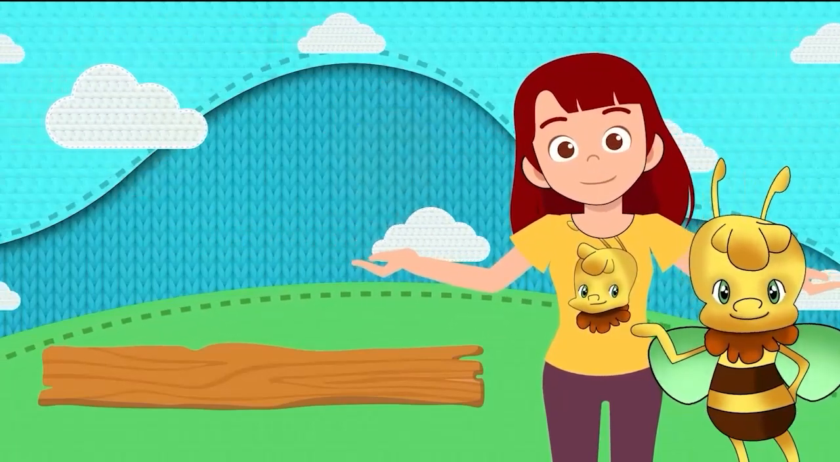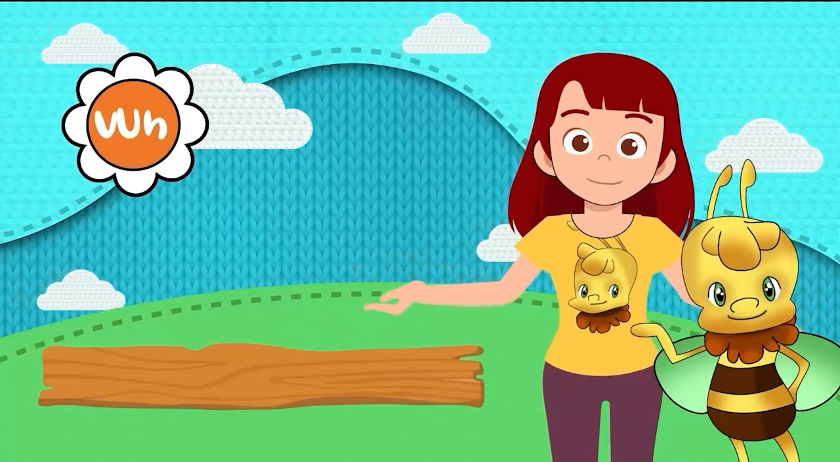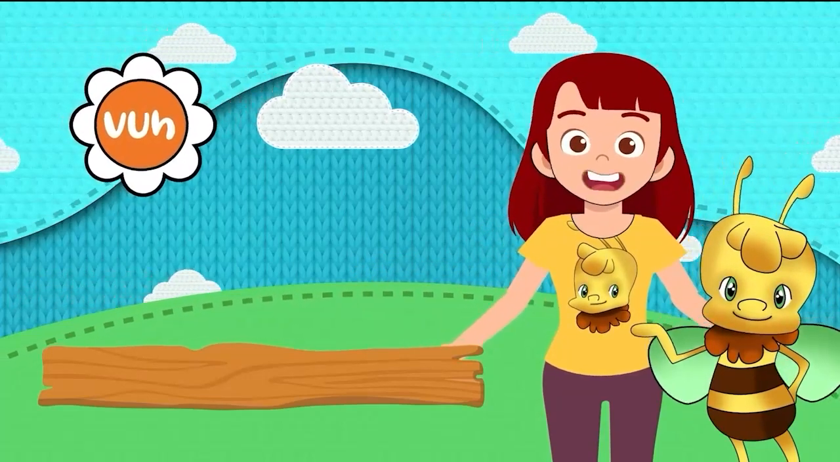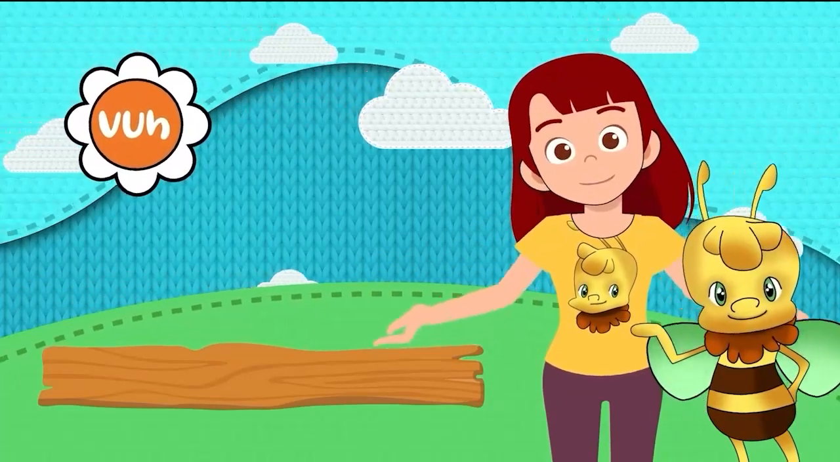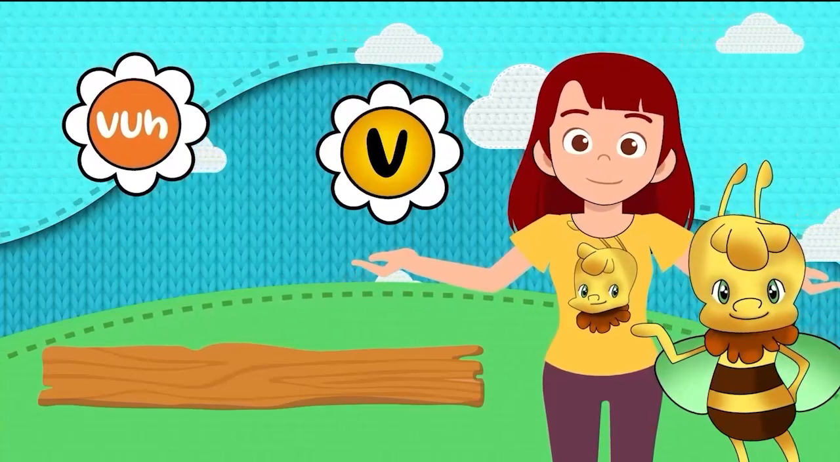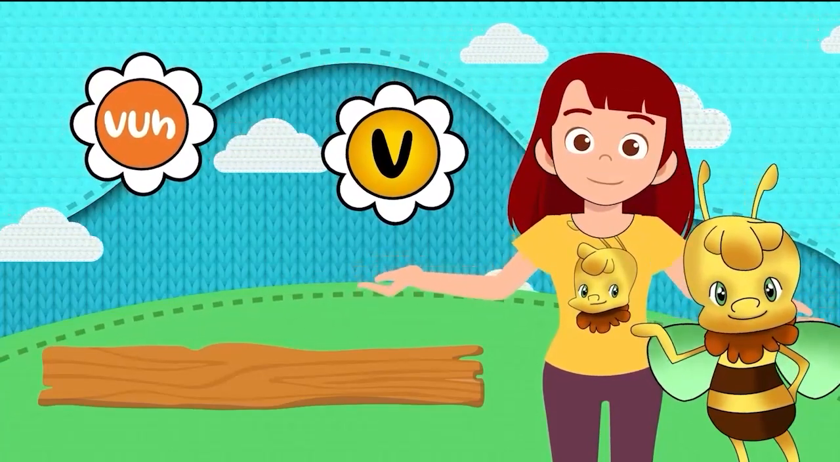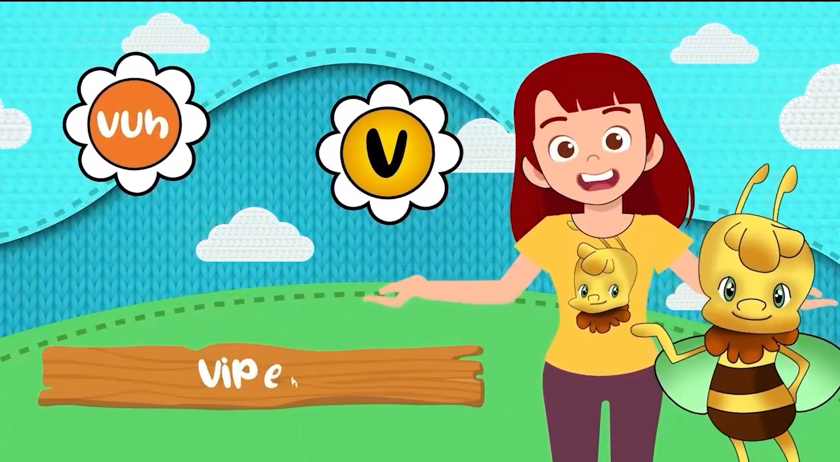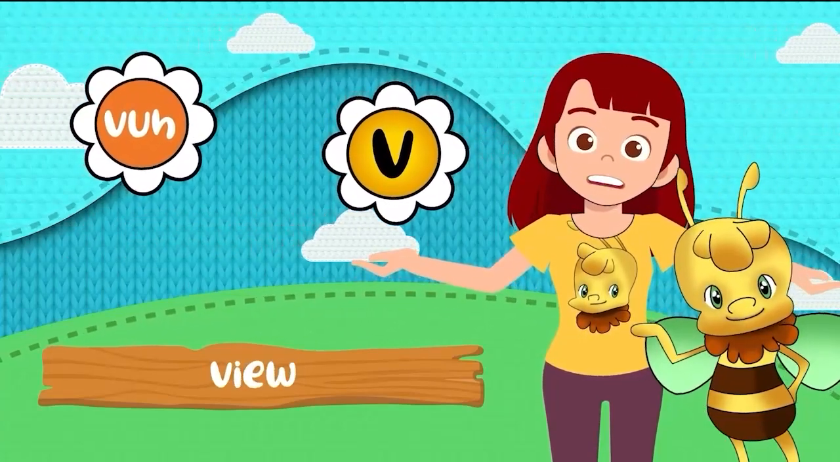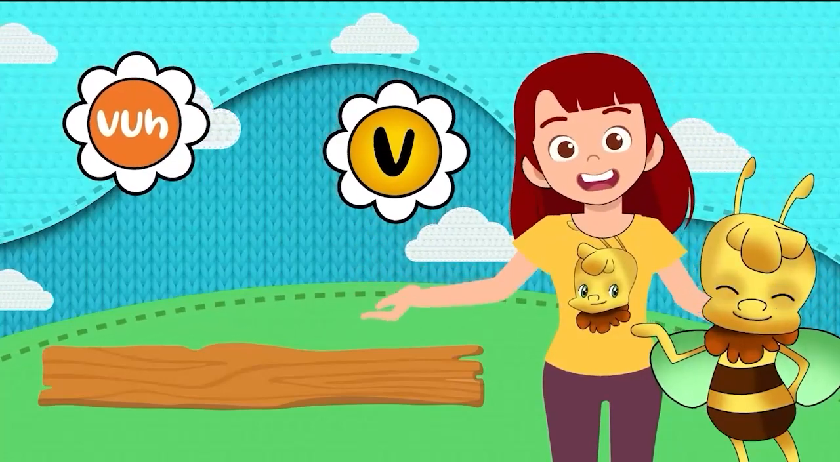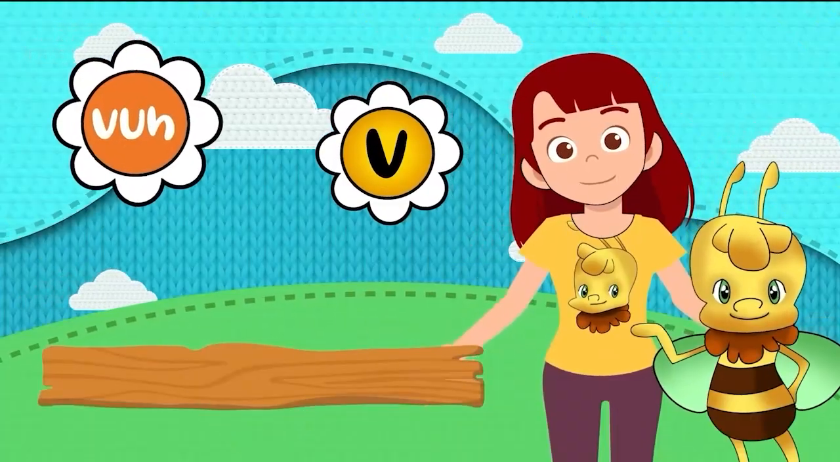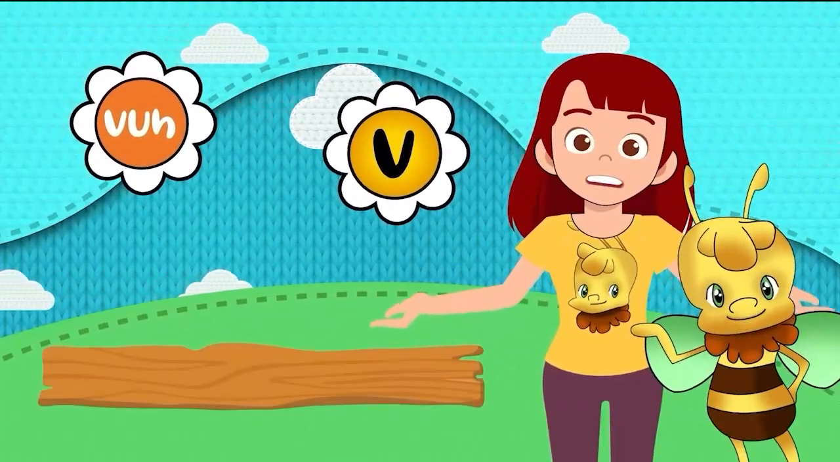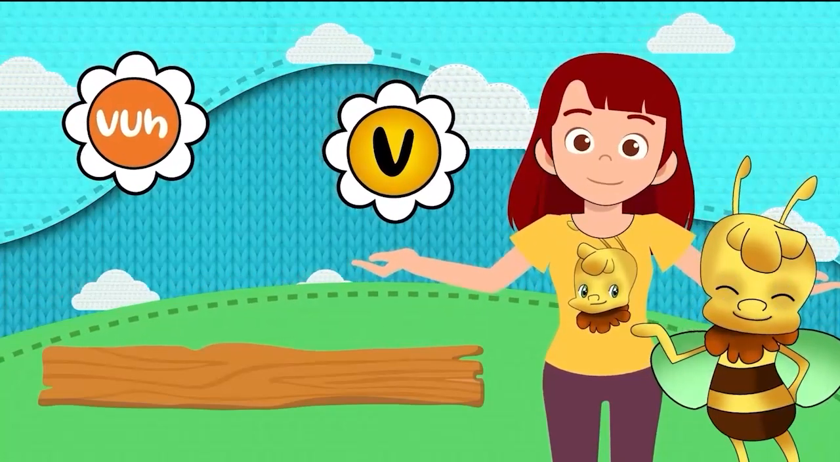Perfect. Now, let's go back to V. We get the sound V from the letter V. We use the sound V to say words like van, viper, and view. Practice saying it again. V. You're doing really well. Let's say it again.